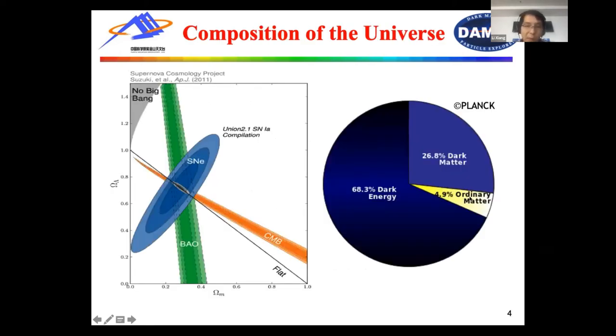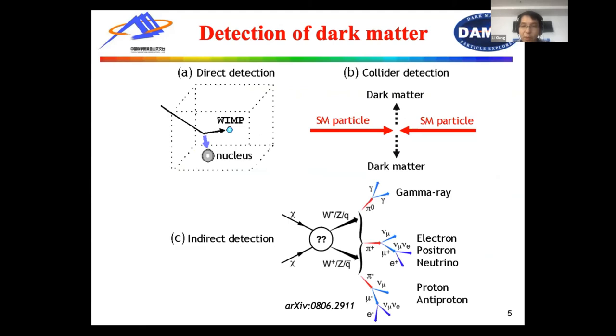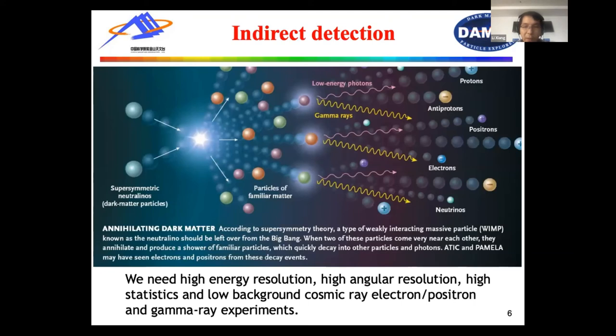Starting with the dark matter problem, since this is a dark matter session, I suppose that everyone here agrees that dark matter is very important and very interesting. There are 3 typical ways to probe dark matter: direct detection, collider detection, and indirect detection. The space-based dark matter detection is indirect detection. The properties of dark matter are supposed to be found by searching for the final products in space, such as electrons, gamma rays, and some antimatter from dark matter annihilation or decay. To achieve it, we need high energy resolution, high angular resolution, high statistics, and low background cosmic ray electron and gamma ray experiments.